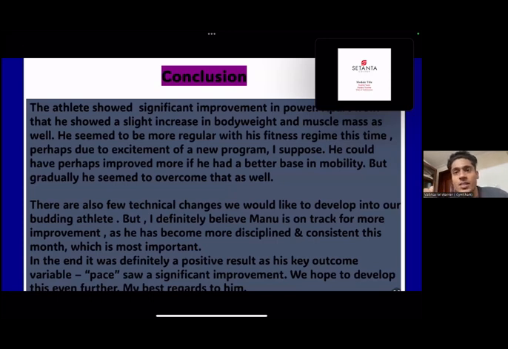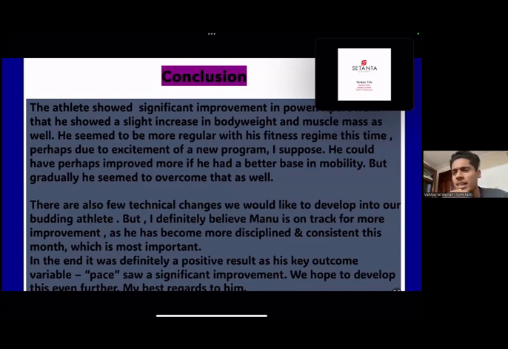Conclusion: our athlete definitely showed a great improvement in power, and of course his body weight and muscle mass also increased, which is what we were trying to do to give him a good pace. If he had a better base in mobility, I would have been happier, as we could have helped him improve more. So we had to address that as well. And I hope in the next 3 months he can make more progress as well.